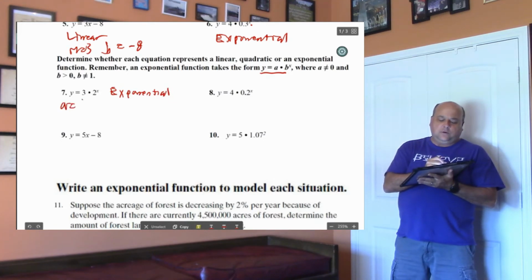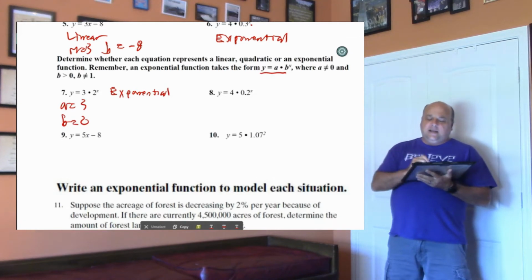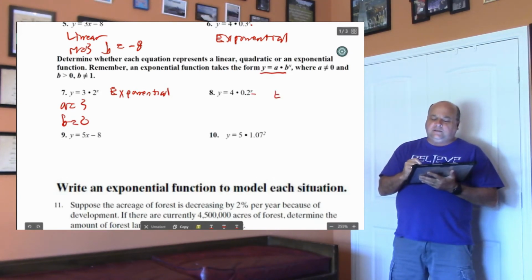A is equal to 3, and b is equal to 2. I'm sorry, my pen's messed up. The next one is going to be exponential because the x is in the exponent spot.